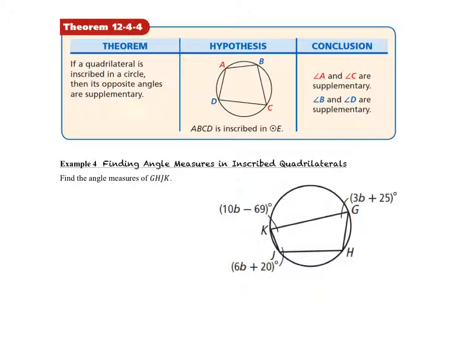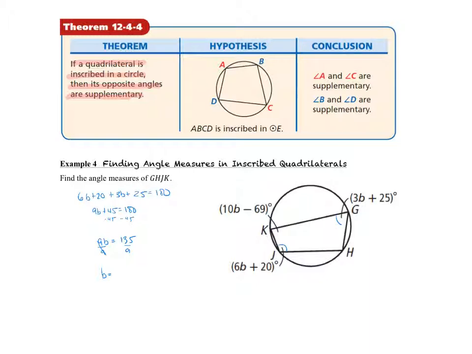Okay, our last type of problem, if a quadrilateral is inscribed in a circle, then its opposite angles are supplementary. So 6b plus 20 plus 3b plus 25 is equal to 180. Combine like terms, I have 9b plus 45 equals 180. Subtract 45 from both sides. 9b is equal to 135. Divide both sides by 9.